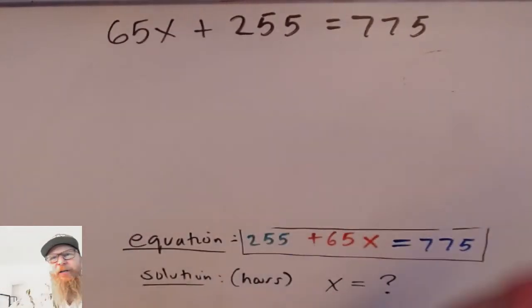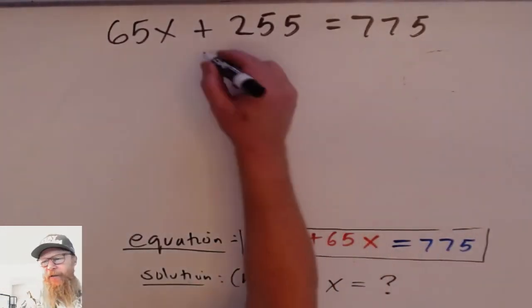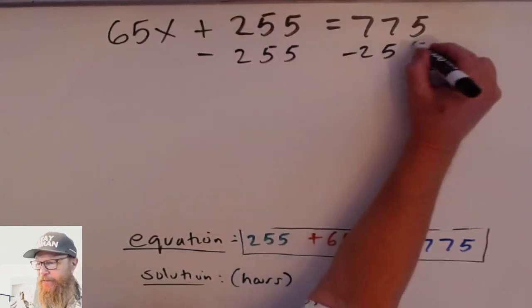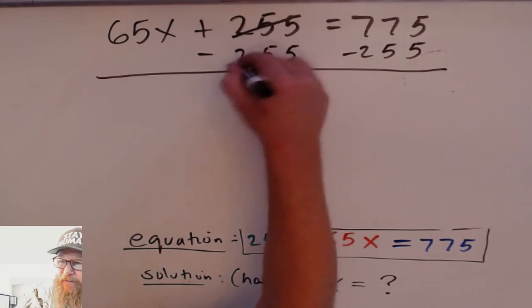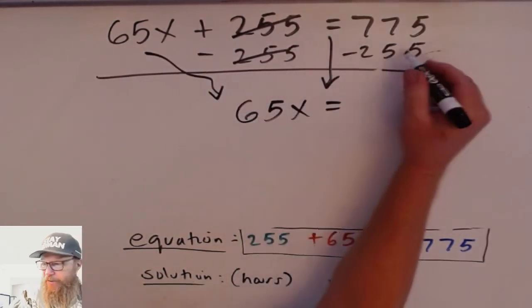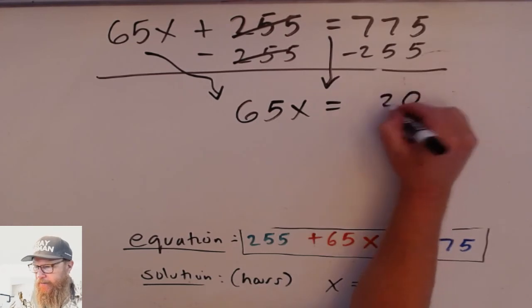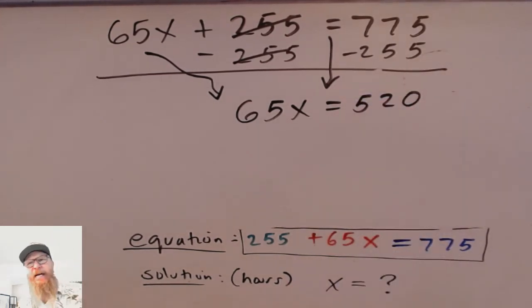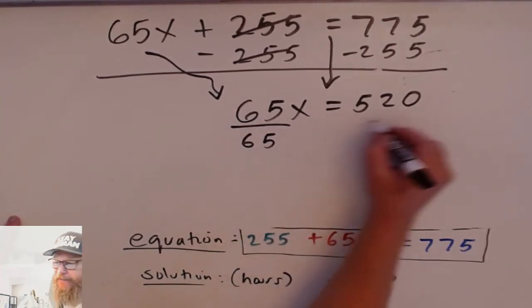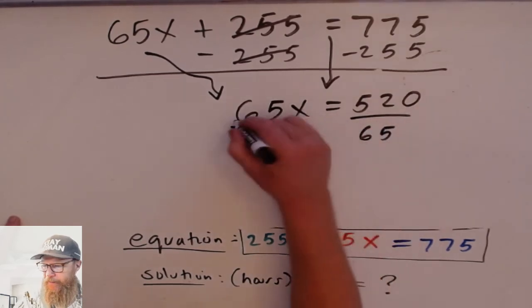Okay, and so now we're going to use the principles that we learned. Subtract 255 on both sides. I like to scoot over my 65x and bring down the equal sign. That'll be 520. And then I'm going to divide both sides by 65.